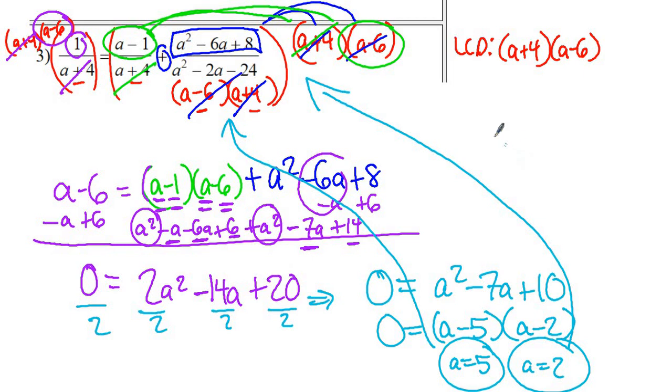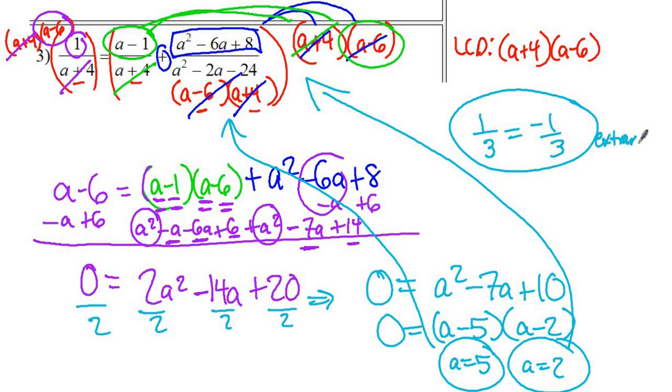Here's what an extraneous would look like. Let's say you plugged in a equals 5, for example, and the left side were equal to 1/3, and the right side came out to be negative 1/3. Well, clearly those are not the same. So that would be an example of whatever you plugged in would be extraneous. Okay, but that's not what happened in this case. If we do plug them both in for a, we wind up getting something true in both cases.